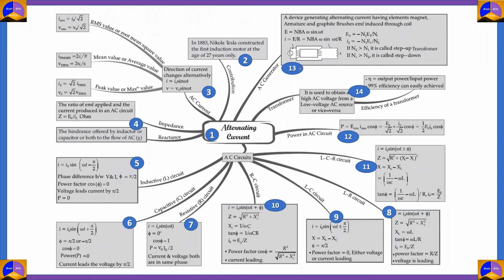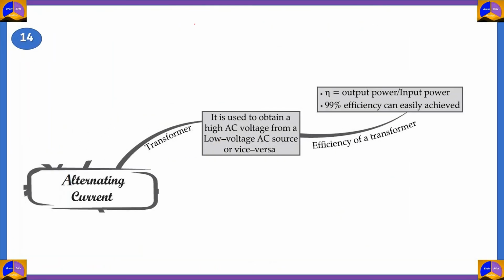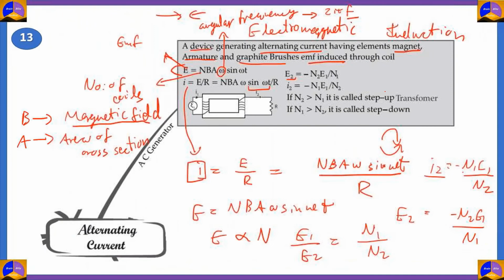So that concludes AC generators. Let's move on to the final part of this tutorial, and this deals with transformers. So over there, we found out that if N2 is greater than N1 and N1 is greater than N2, let's go back and see. So this is actually used for transformers and not for AC generators.